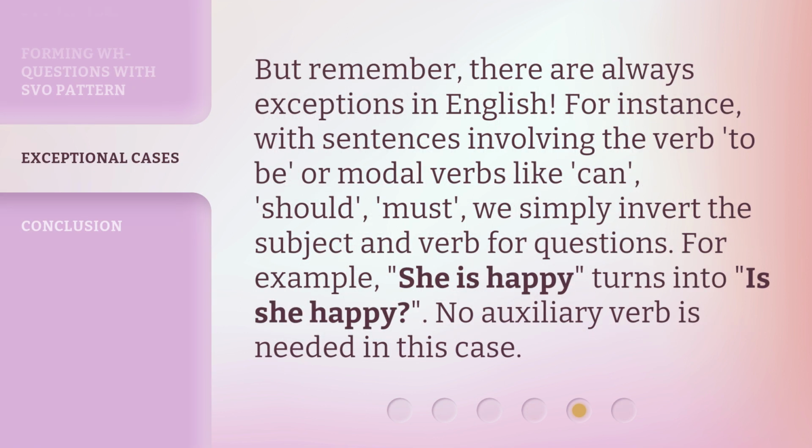But remember, there are always exceptions in English. For instance, with sentences involving the verb "to be," or modal verbs like can, should, must, we simply invert the subject and verb for questions. For example, "she is happy" turns into "is she happy?" No auxiliary verb is needed in this case.